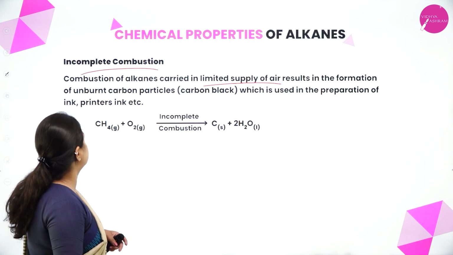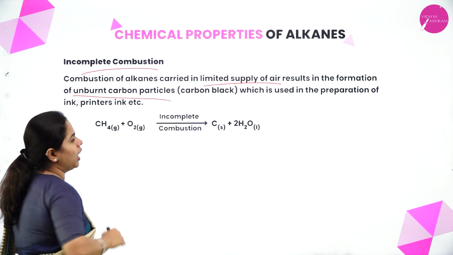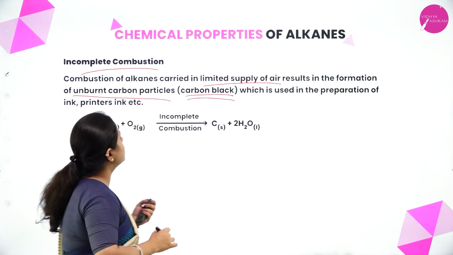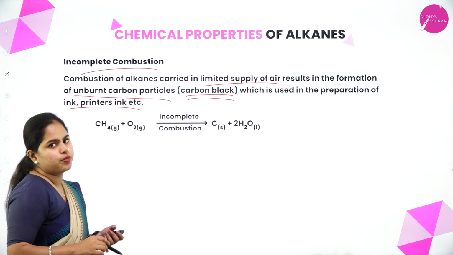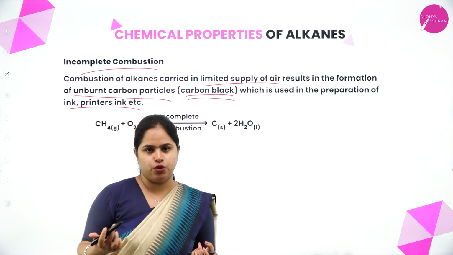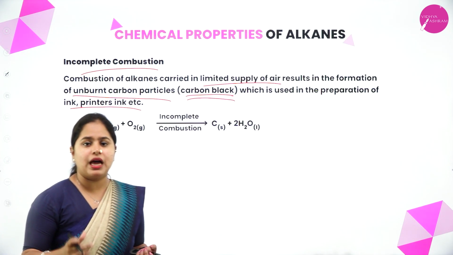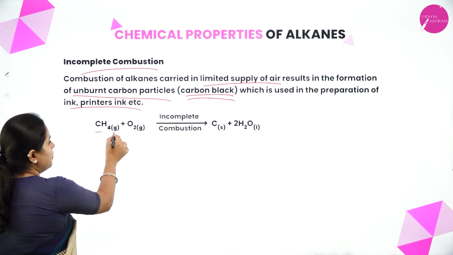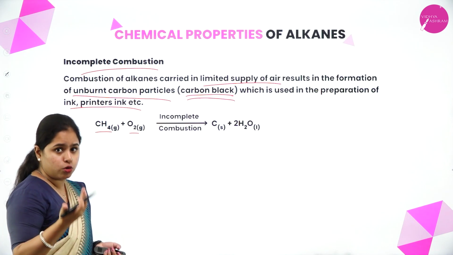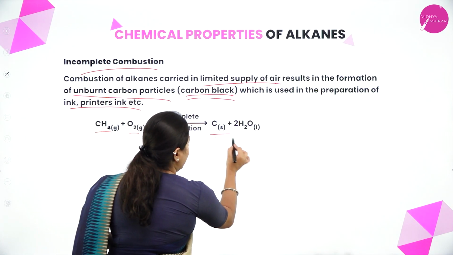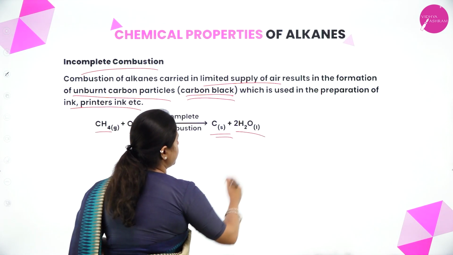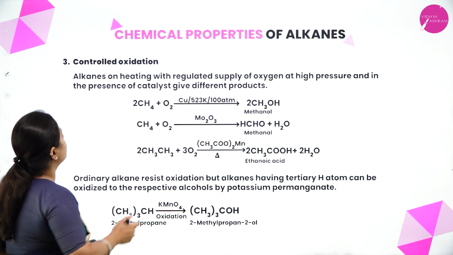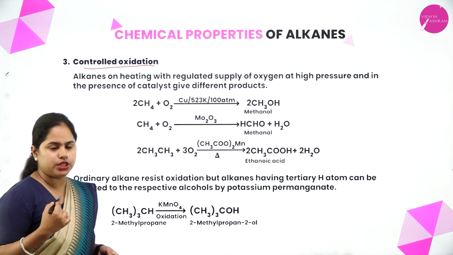So what happens in this case? It forms unburned carbon particles, which are called carbon black, used in the preparation of printer ink. Instead of carbon dioxide, you will only get carbon black. So the reaction is methane combines with oxygen, and if it undergoes incomplete combustion, you will get carbon, the carbon black, and water. Instead of carbon dioxide, you get only carbon. The next one is controlled oxidation.